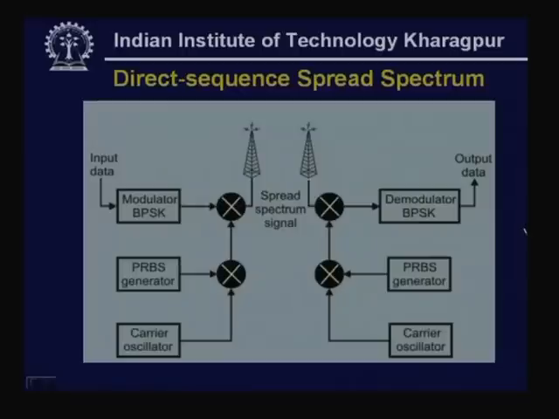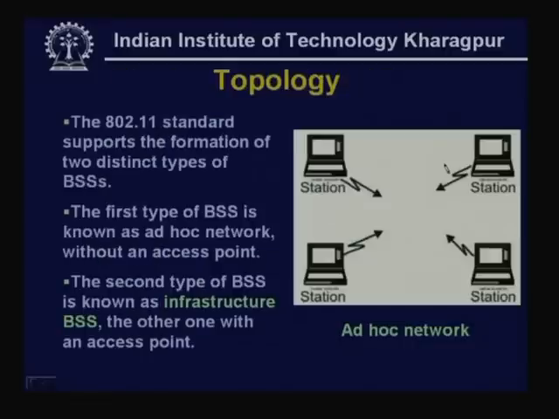So, using this 11 chip sequence, the transmitter and receiver schematic is shown here. This is the carrier oscillator and the pseudo random sequence generator, which essentially generates that Barker sequence, which is multiplied with the data, then BPSK modulation is performed, and that spread spectrum signal is transmitted. At the other end, it is received, and using the same sequence, the multiplication is done. Then after demodulation, you get back the output data. So, you see, this is how direct sequence spread spectrum occurs.